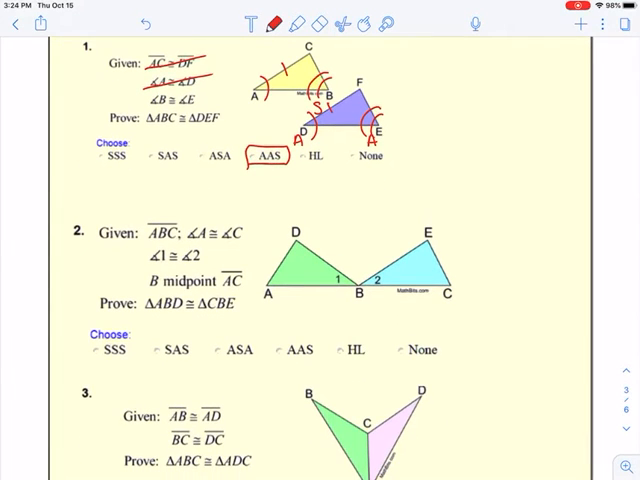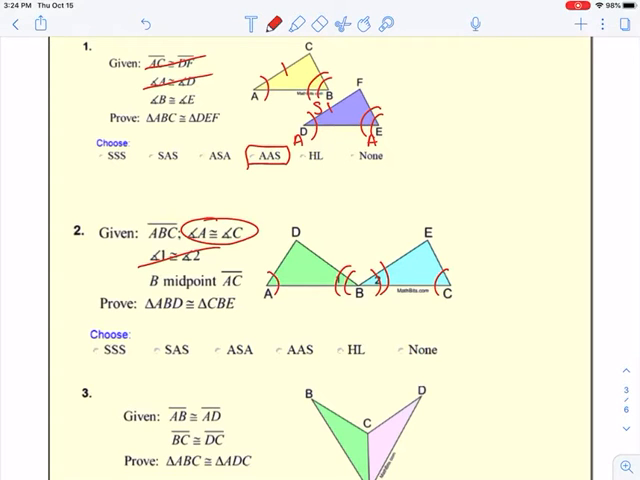For number 2, you're given line ABC. Doesn't really help you, but the fact that, again, our congruent statements will. Angle A is congruent to angle C. Angle 1 is congruent to angle 2. So again, the second pair of congruent angles, we'll do 2 lines. If you had a third pair of angles that were congruent, you use 3. And B is the midpoint of AC.